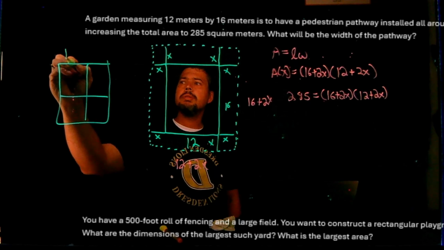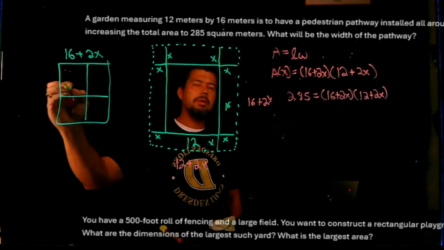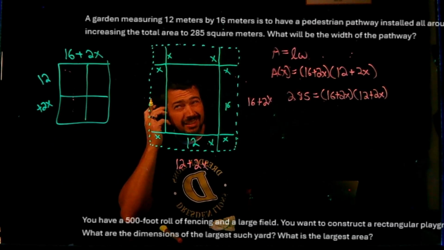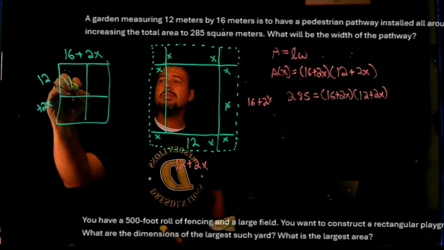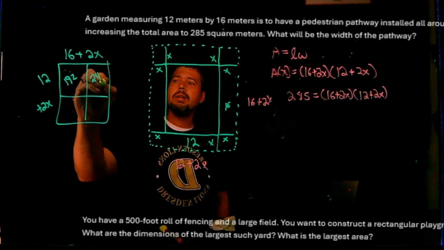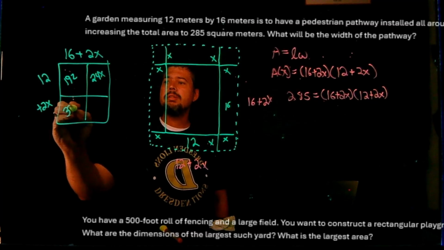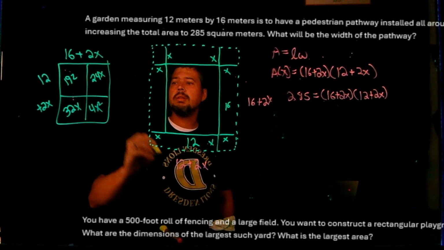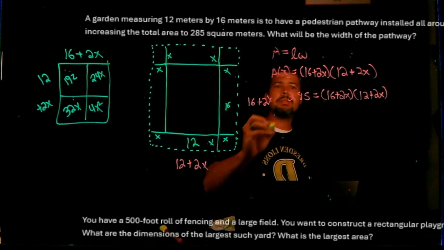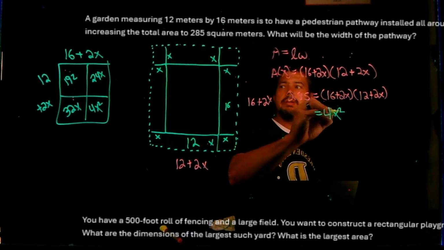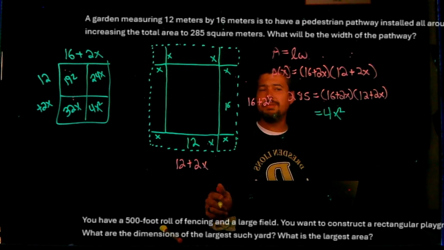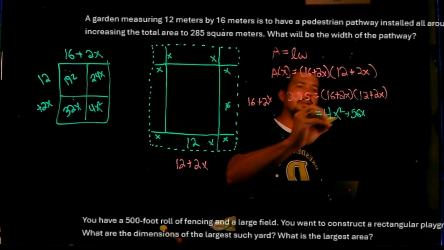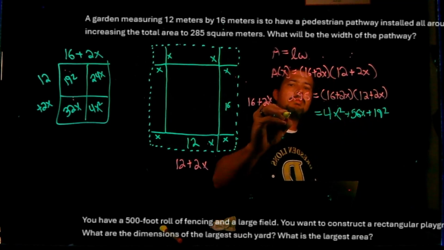We got 16 plus 2x, and then we got 12 plus 2x. 12 times 16 is 160 plus 32, 192. 12 times 2x is 24x. 2x times 16 is 32x. 2x times 2x is 4x squared. So I did all that math on the right-hand side. I got a 4x squared. I got 32 and 24, which makes 56x. And then I got 192 as my constant. And that is equal to 285.